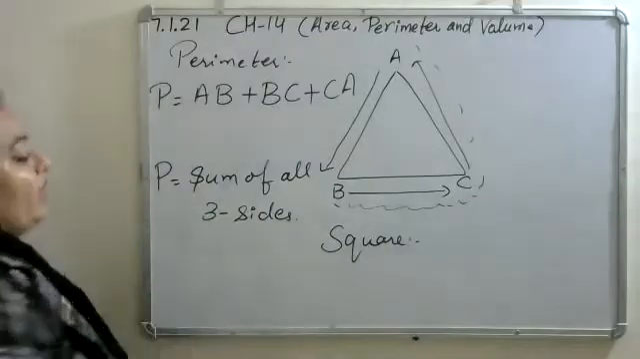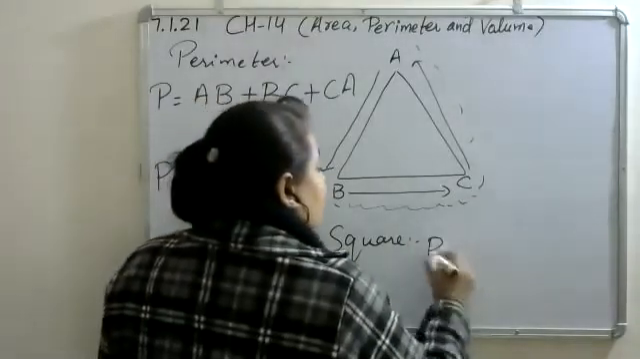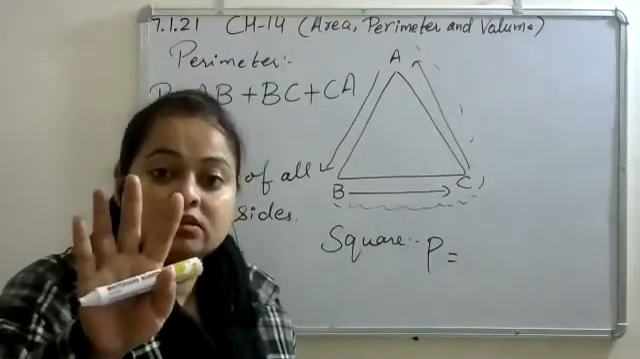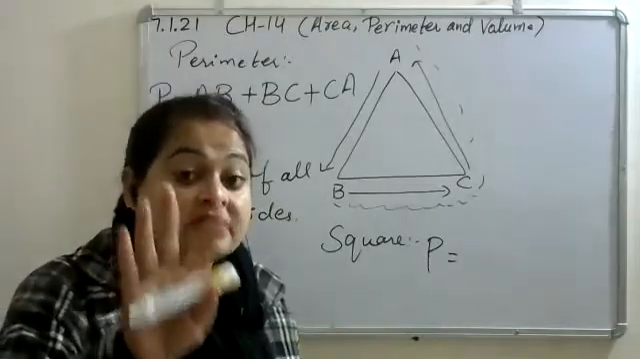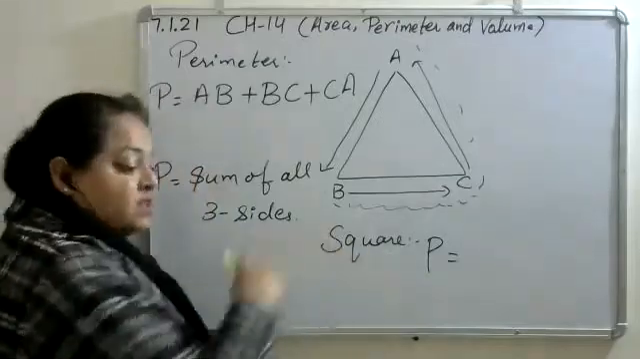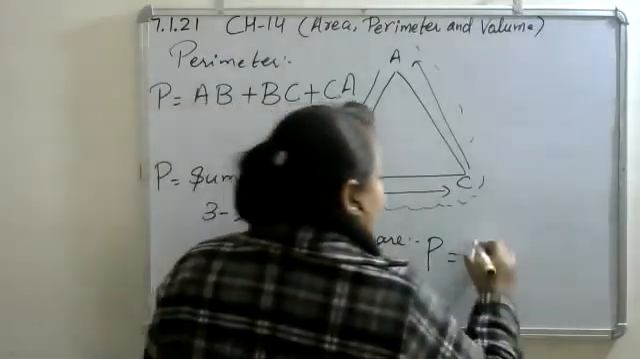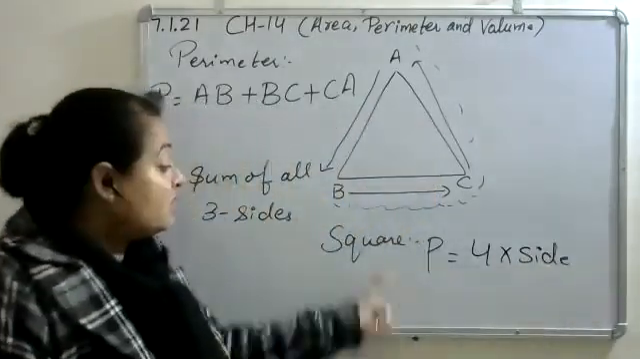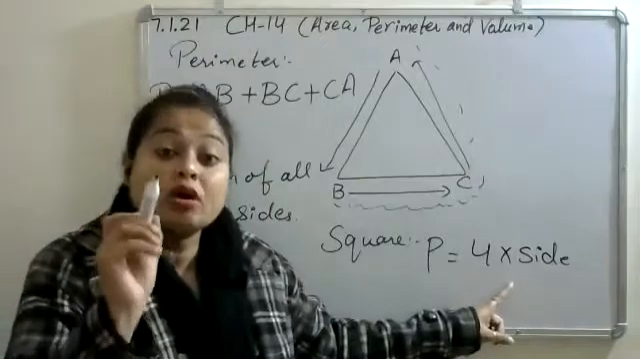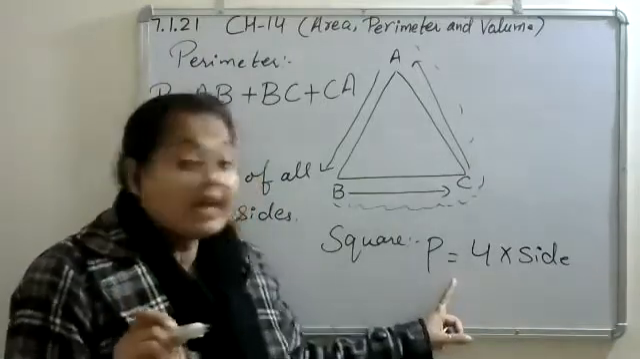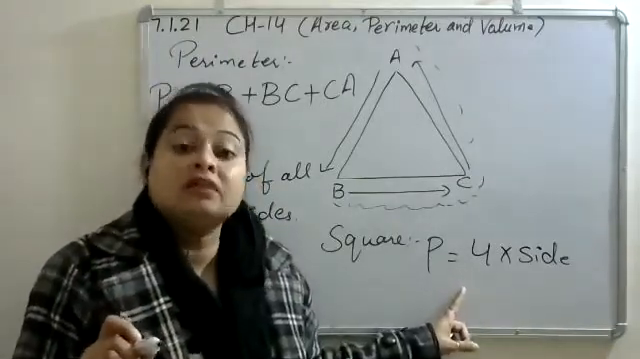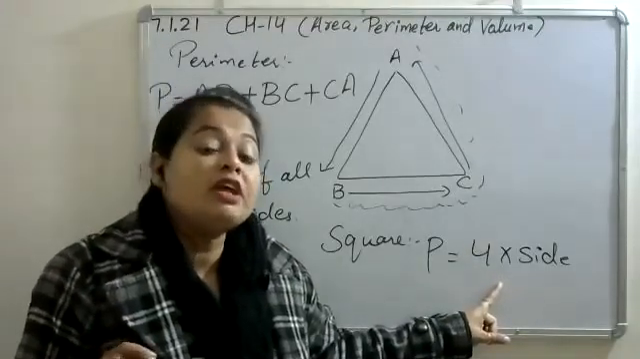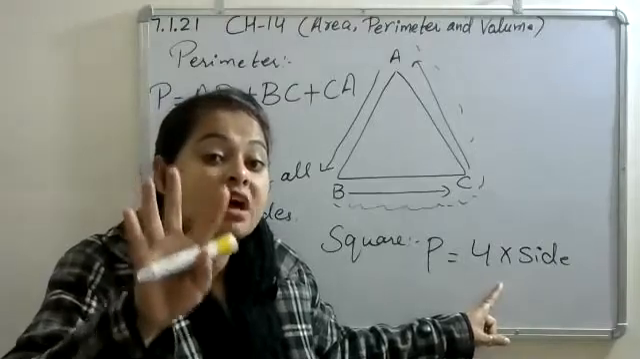Now come to the square. In a square, you know, all the four sides are equal. So in case of a square, you will apply 4 multiplied by side. This is the perimeter formula only for the square. You will not apply this formula to any other figure, because only in a square all the four sides are equal.